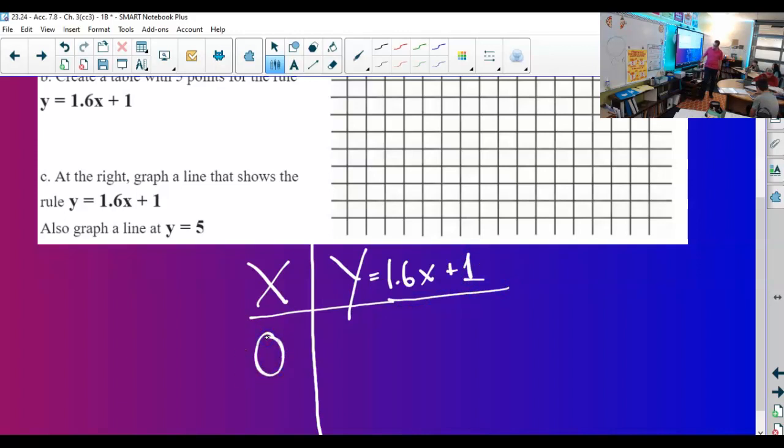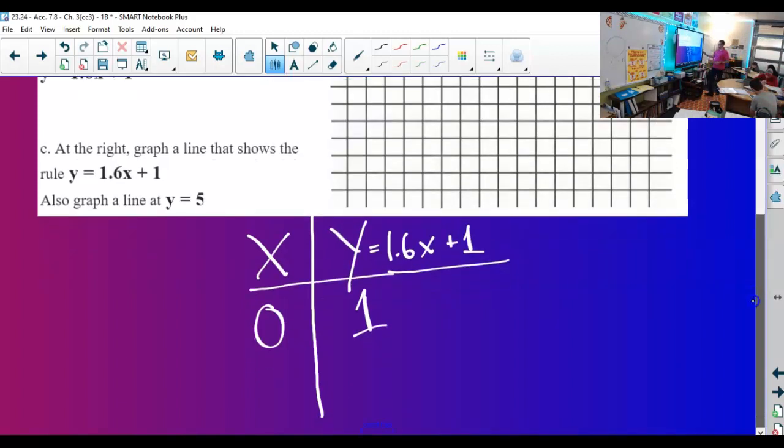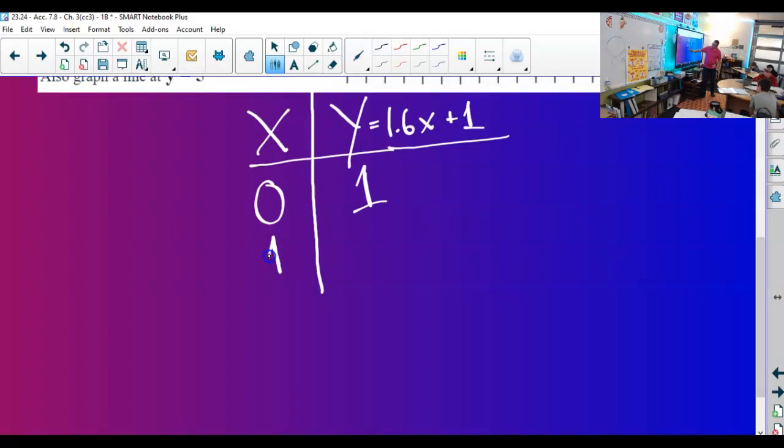So if X was 0, and sometimes we can just do the math on our own without a calculator. If I do 1.6 times 0, plus 1, it's 1. I bet you can at least do the 1 on your own also. If X is 1, you don't need to wait for me to do that math. What is 1.6 times 1? And then add 1.